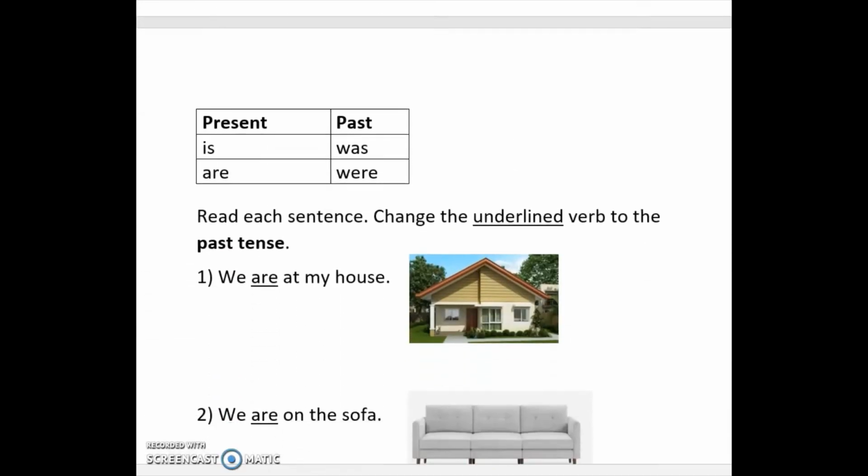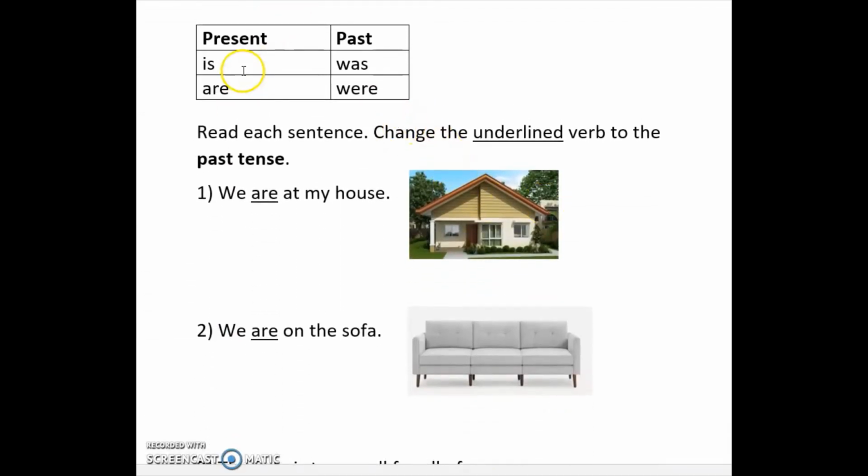Are we ready? So present is now. He is happy. He is sad. He is mad. Past is was. So is now. He is a student. Past, he was a student. Present, are, we are home now. Past, we were home before, last week, whenever.